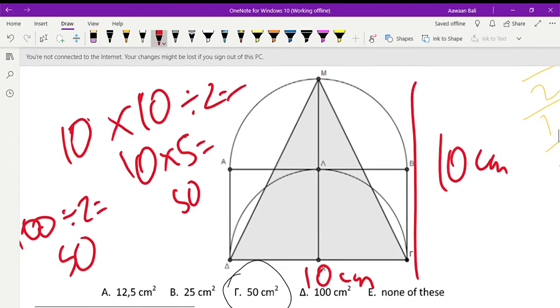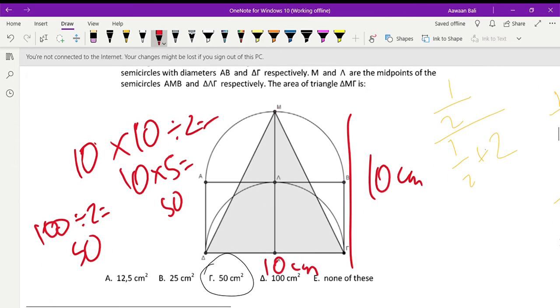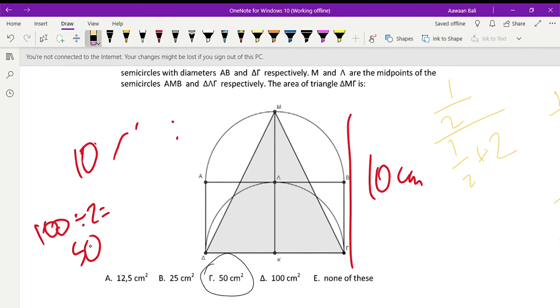So your answer is gamma, 50 centimeters squared. It's actually as easy as that. You just need to do some imagination and you will get the answer.